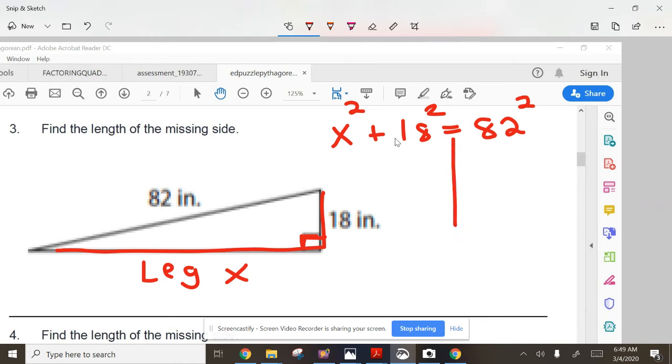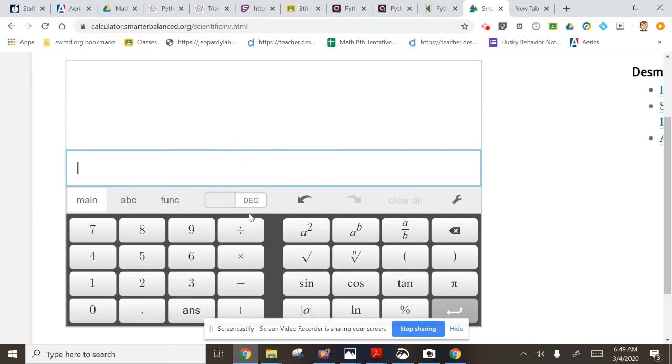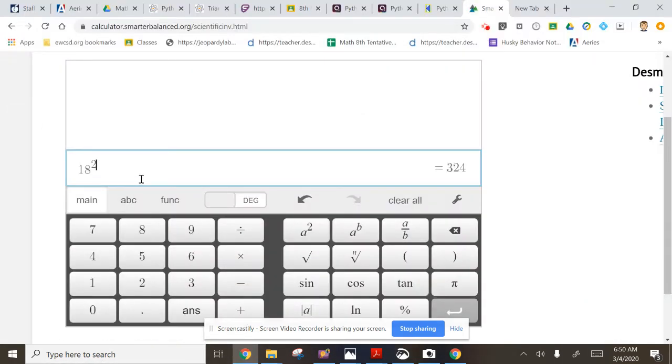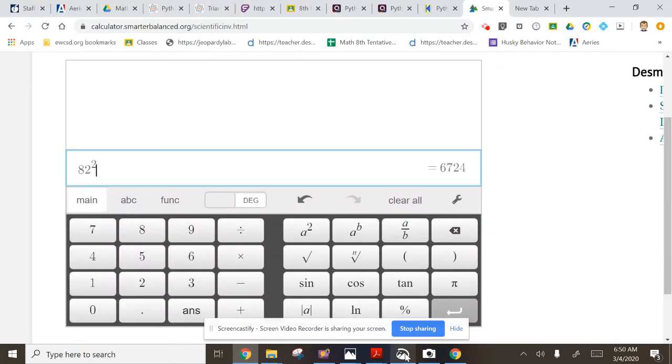You're going to have to give me an answer for 18 squared and 82 squared. So let's go ahead and do that. 18 squared, that's 324. So let's go back here. This is going to be 324. This is still x squared plus 324 equals, and let's do 82 squared. 82 squared is 6,724. So let's put that in.